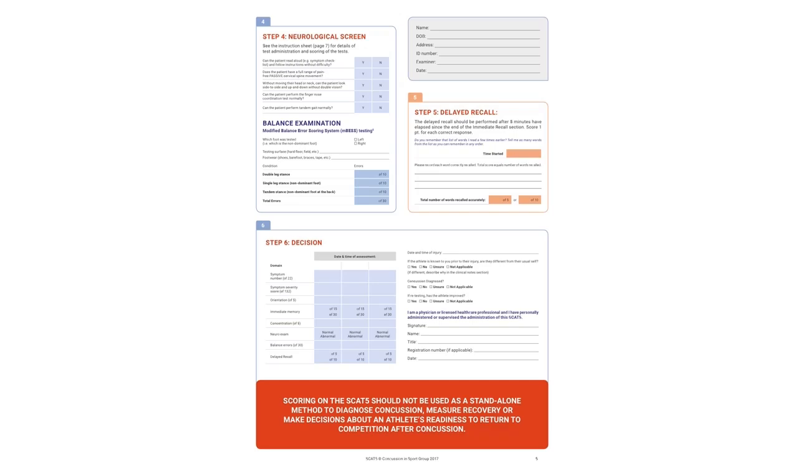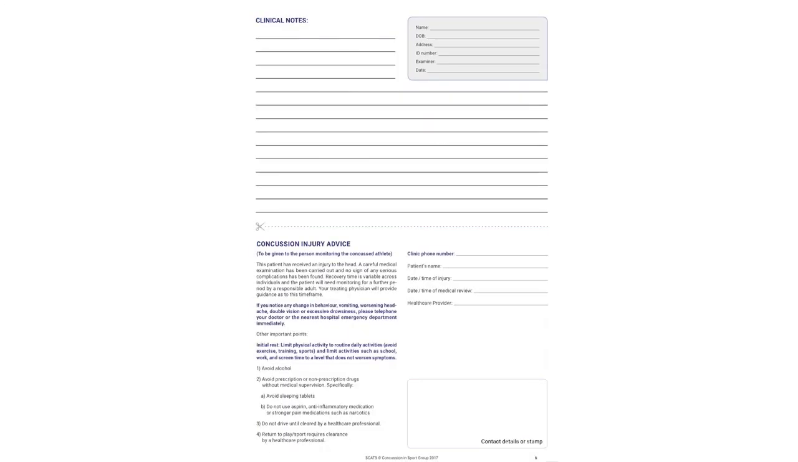After completing the delayed recall, the decision section of the document includes the clinician's assessment and recommendations. Page 6 provides the clinician additional space to write notes as required, and the bottom half of the page includes a tear-off section to provide the athlete with appropriate post-concussion advice.